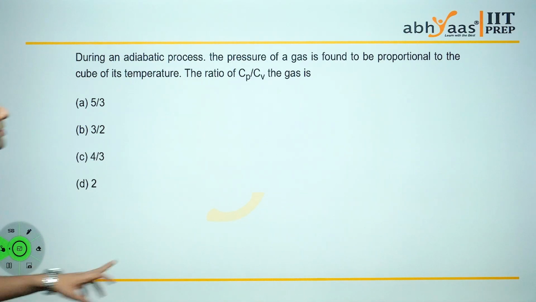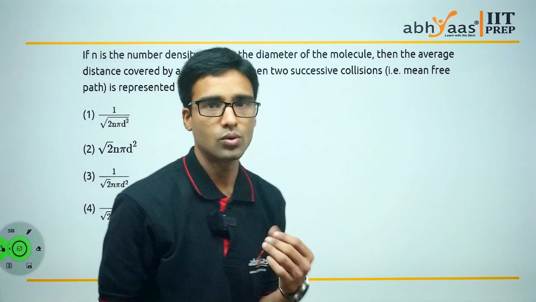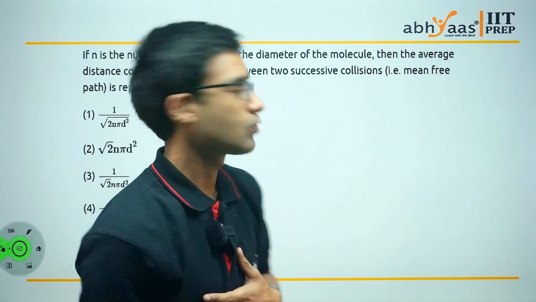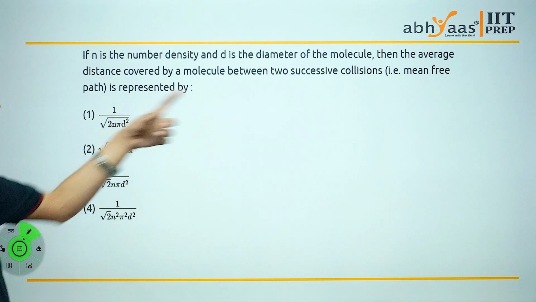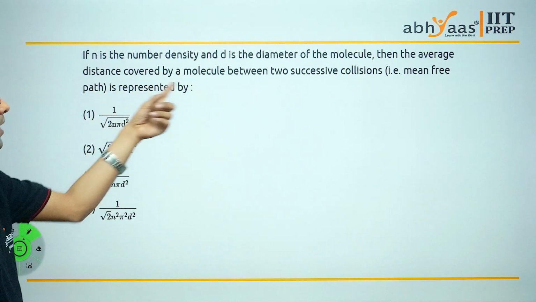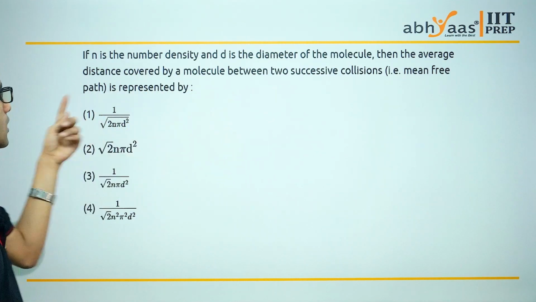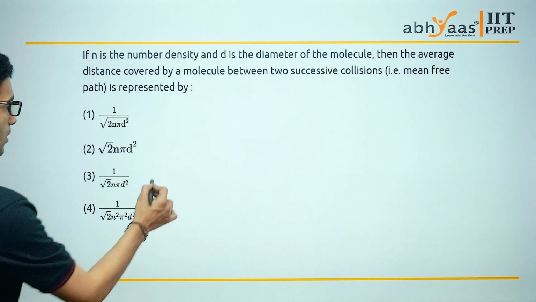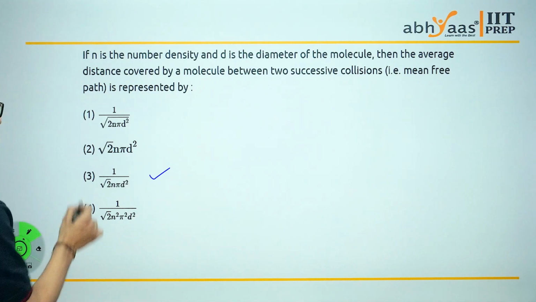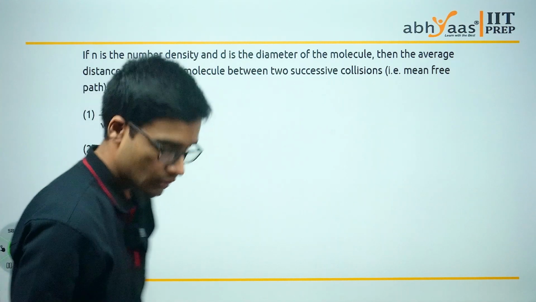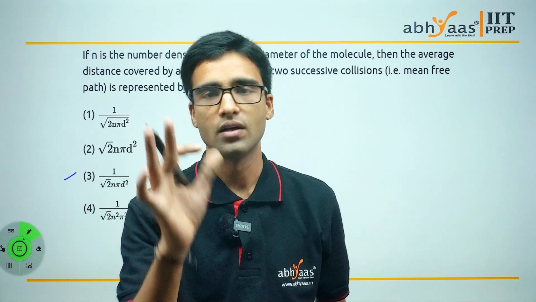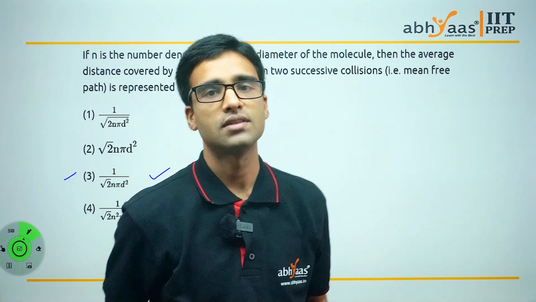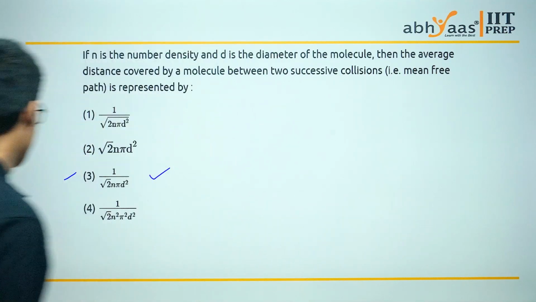Okay, simple questions. Hardly 1 or 2 steps and you get the 4 marks. Next, direct bit: distance covered by a molecule between two successive collisions, that is the mean free path, 1 by root 2 n pi d square. This is the answer. So direct, without any calculation, if you know the expression, you get the 4 marks. That much simple this is. Okay, next question.